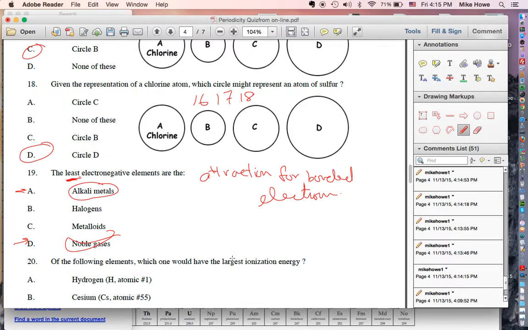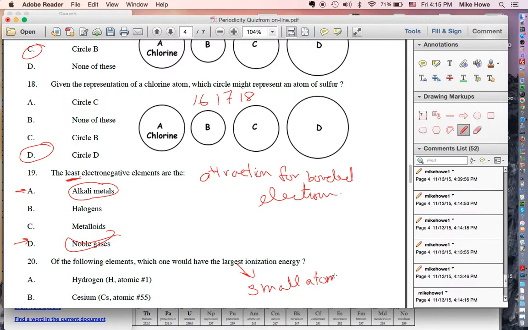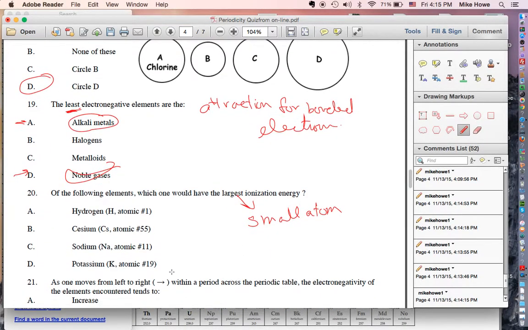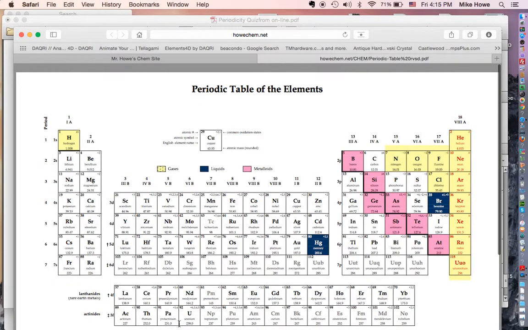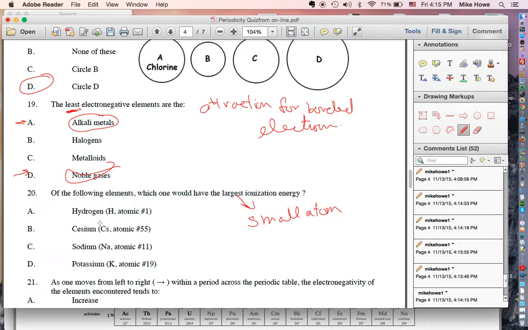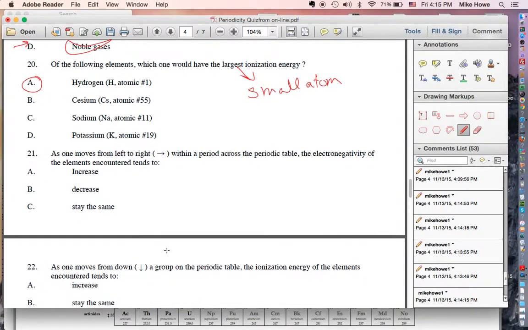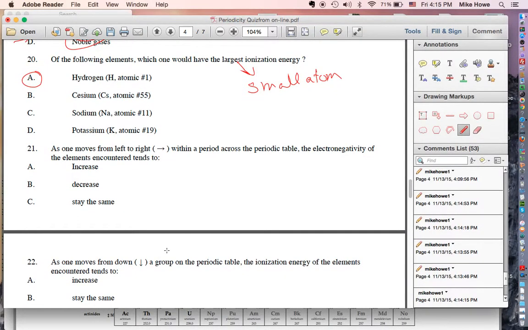All right, largest ionization energy. Would that be a big atom or small atom? Well, it would have to be a small atom. If it's a small atom, you're going to pick the one out of this group that is the smallest. So if you look at your periodic table, hydrogen is up at the top. It's the smallest one, so it's going to have the highest ionization energy because it's going to be holding its electrons tighter.